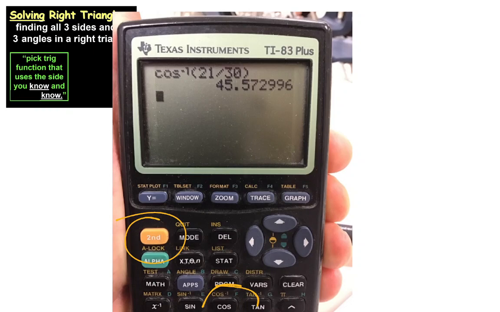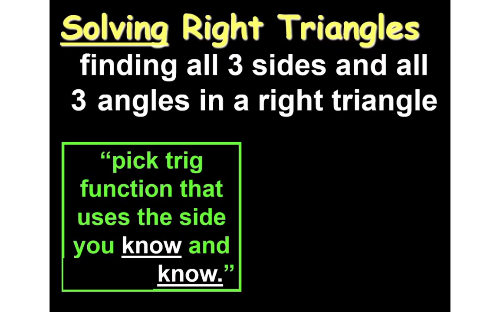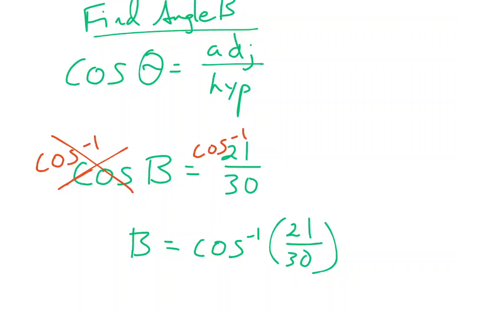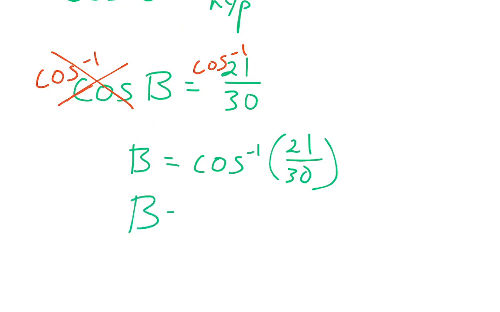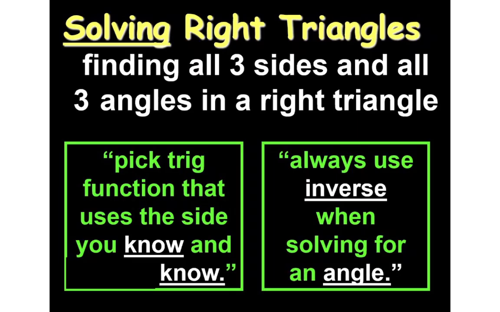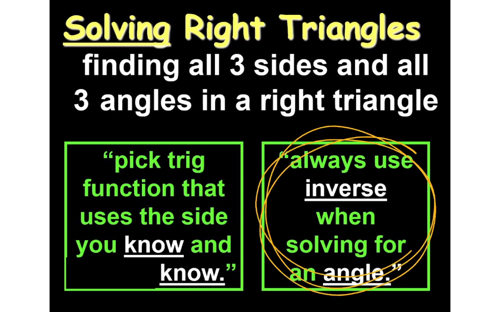Now look, it comes out to be an angle. I mean, it even kind of looks like an angle. 45.57 degrees. Yeah. So the inverse gives us an angle. Now, the reason I keep saying that is because that is a key idea. What is the key idea? You're always going to use an inverse when you're looking for an angle. Or again, an inverse will give you an angle.